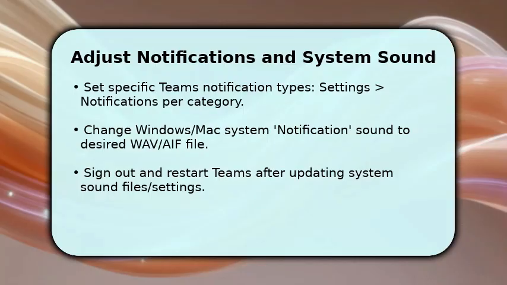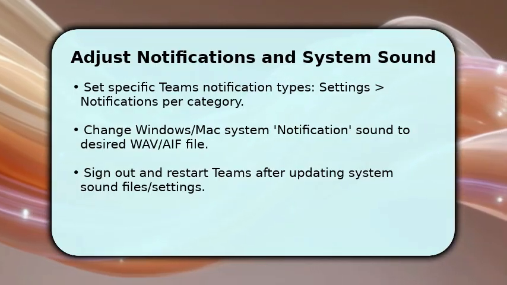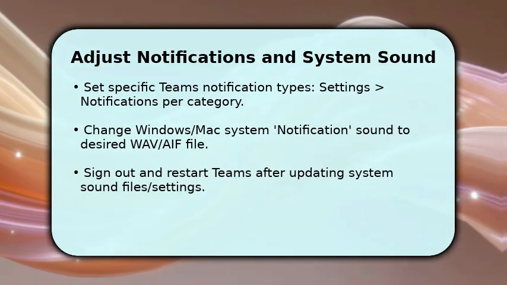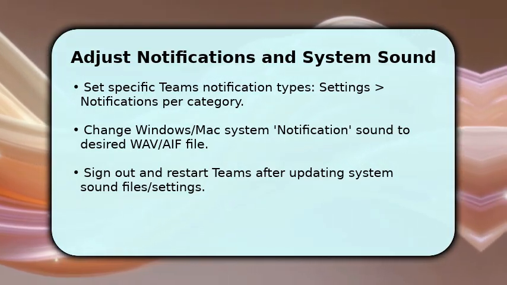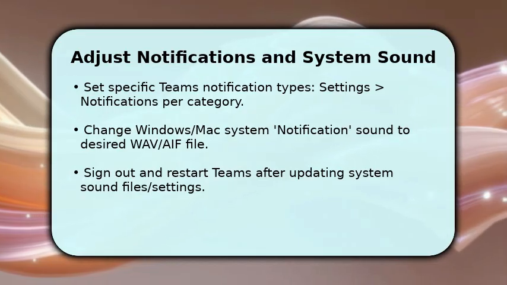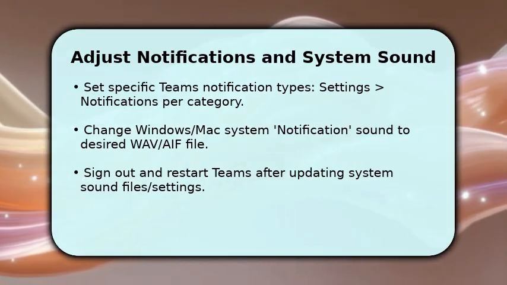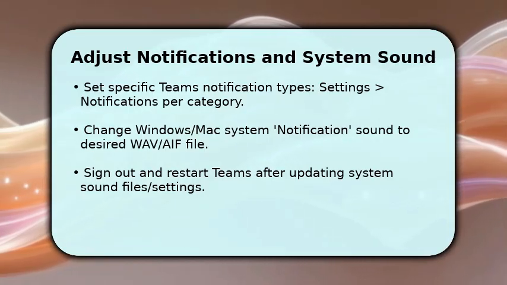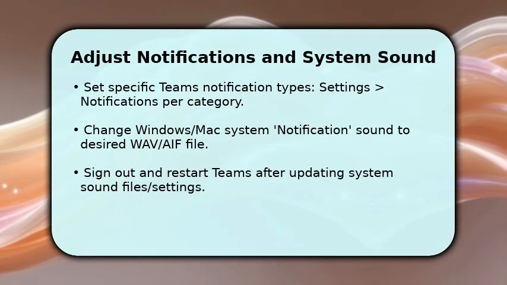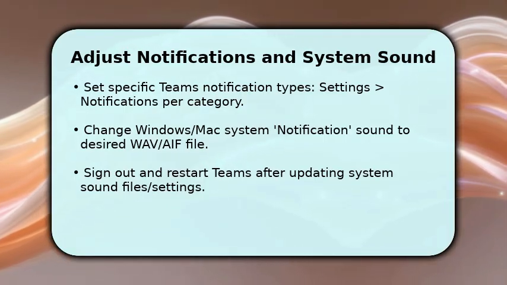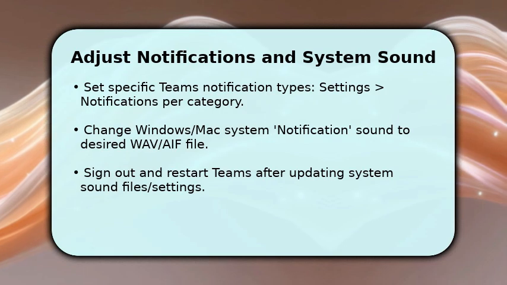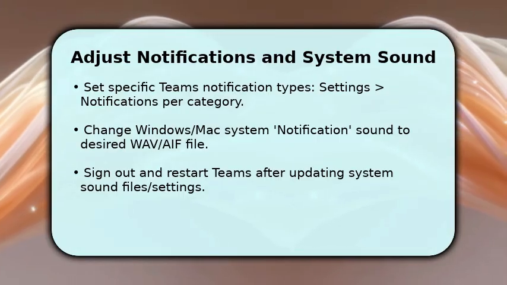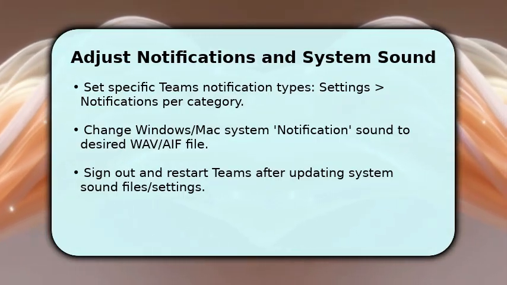Now change the specific notification routing and the system-level sound Teams relies on. In Team Settings, pick the notification category you want to alter, chat, mentions, or calls, and set delivery to banner and feed with sounds enabled. Because Teams uses the OS notification channel, open Windows Sound Control Panel or Mac OS sound effects and replace the system notification sound with your WAV or AIF file, making sure the file format is supported. After swapping the file, sign out of Teams.